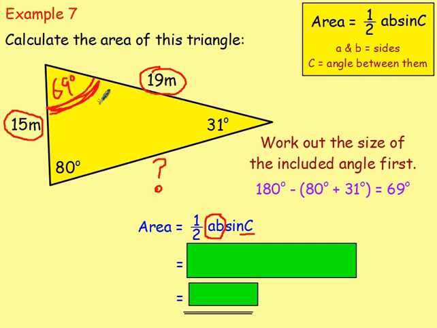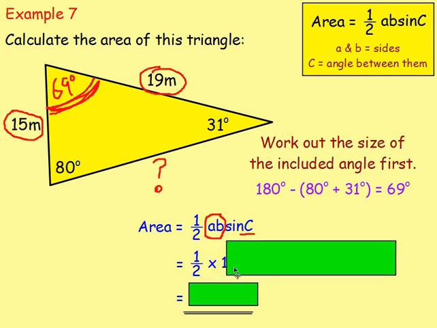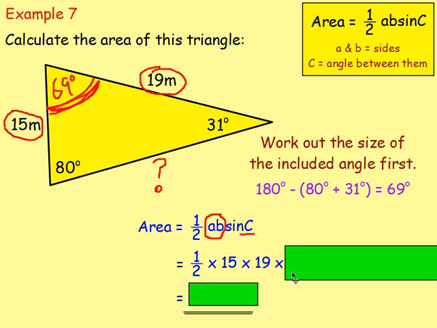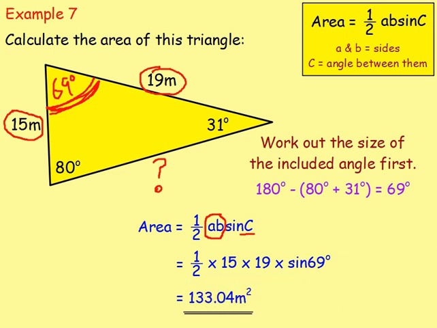So, when we're then using the formula half AB sine C, we'd have A and B as the 19 and the 15. So it's going to be a half times the 15 and 19 times by sine of the angle. And the angle is, say it with me, 69! Type that into the calculator. And you get 133.04 squared meters. Yeah, high five, people.